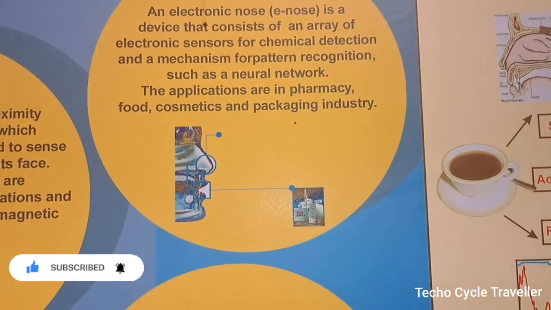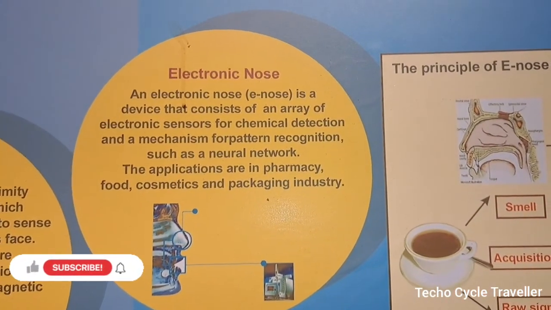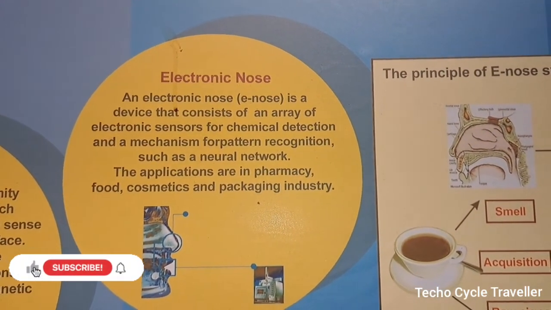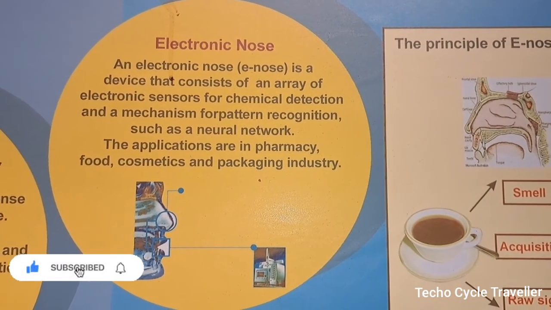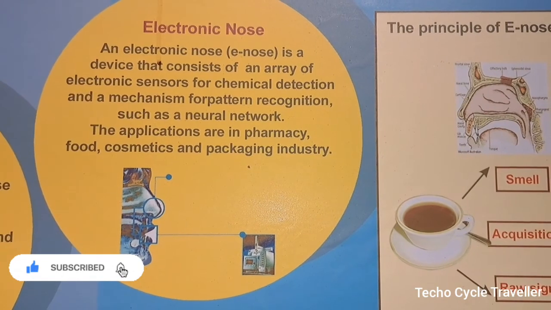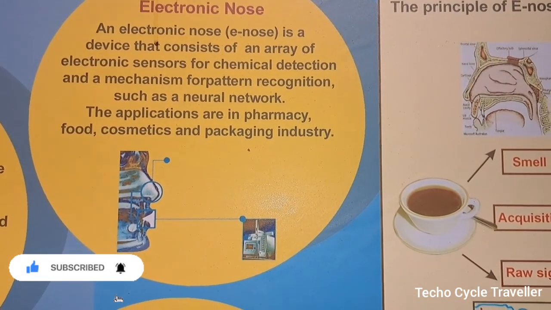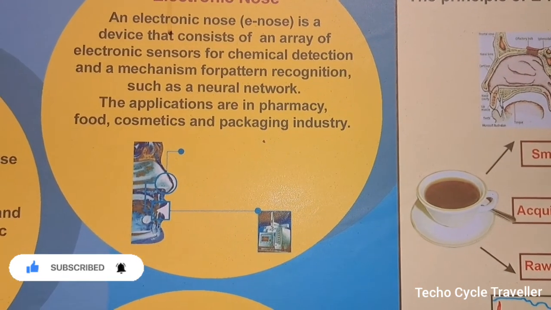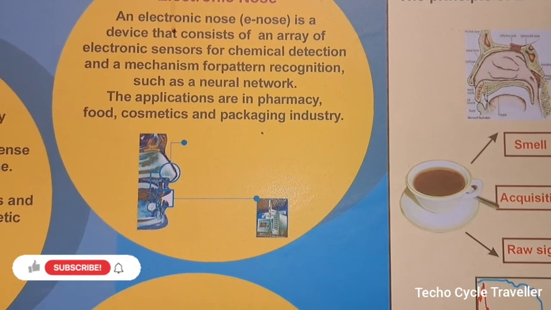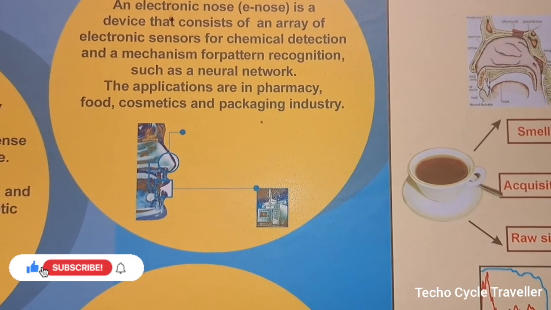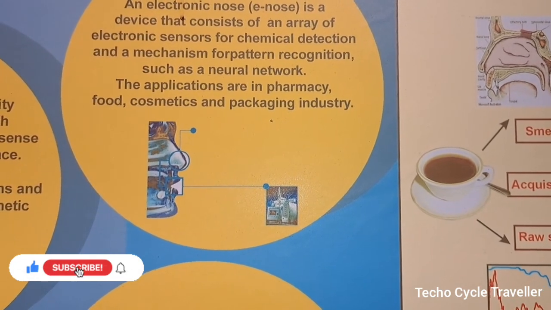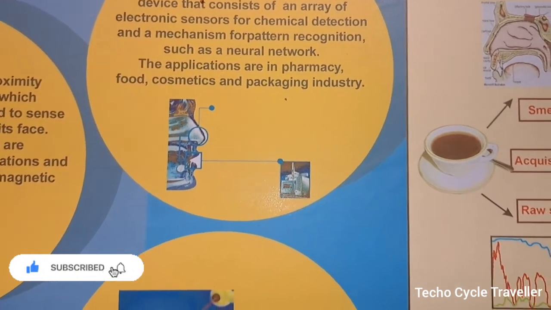Electronic nose. An electronic nose is a device that consists of an array of electronic sensors for chemical detection and a mechanism for pattern recognition, such as a neural network. The applications are in pharmacy, food, cosmetics, and packaging industry.